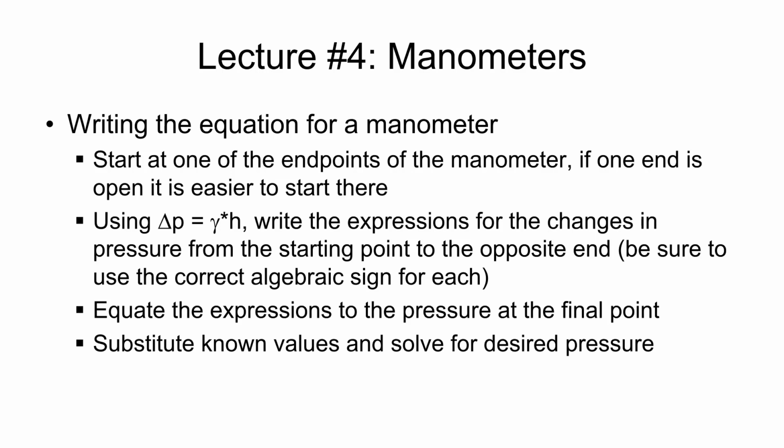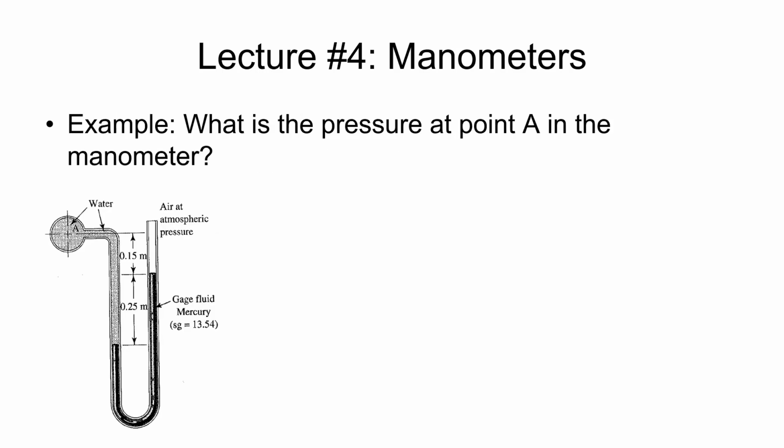We'll work our way around from the open end to the closed end, and when we get to that final point, we'll equate all of those expressions that we've written to the pressure at the final point. Once we've done that, we can then substitute in our known values and then solve for our desired pressure.